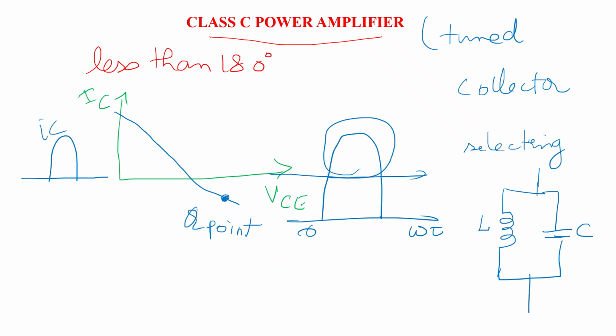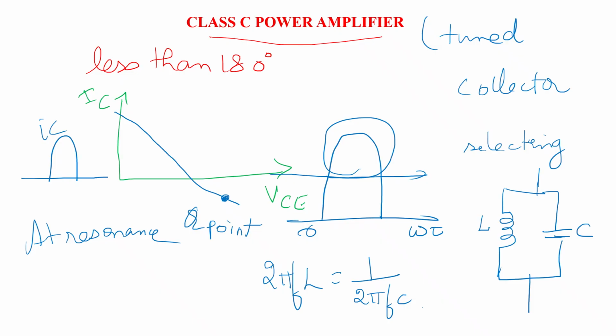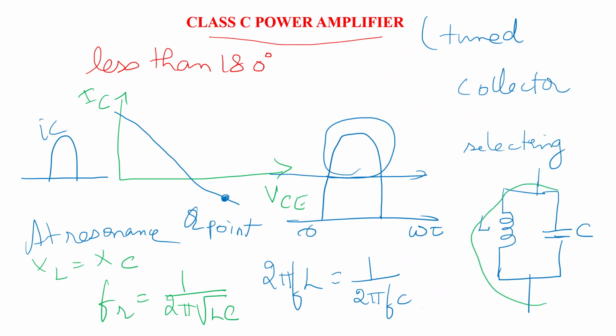How does it relate to frequency? We know 2 pi FL is equal to 1 by 2 pi FC, this being the inductive reactance and this being the capacitive reactance at resonance. So this tuned amplifier circuit will be operating at resonance condition. At resonance, XL is equal to XC, and therefore the resonating frequency FR is equal to 1 by 2 pi root of LC. So this LC circuit is called the resonance circuit. This part of the circuit is connected to the collector terminal of the amplifier.